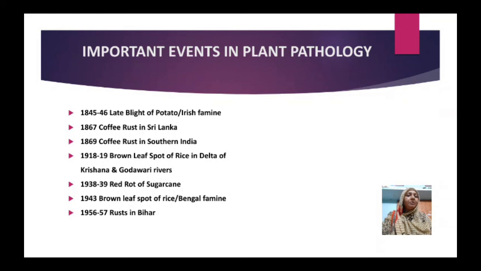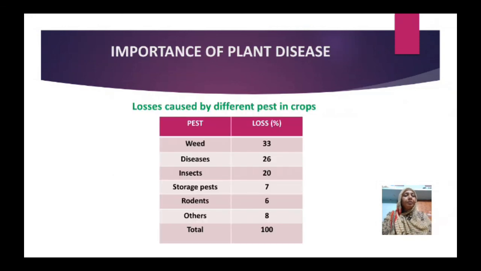1918-19, brown leaf spot of rice occurred in the delta of Krishna and Godavari, which also resulted in heavy crop losses. In 1838-39, red rot of sugarcane was reported for the first time, while in 1943, brown leaf spot of rice, or the Bengal famine, occurred, while in 1956-57, rust occurred in Bihar.